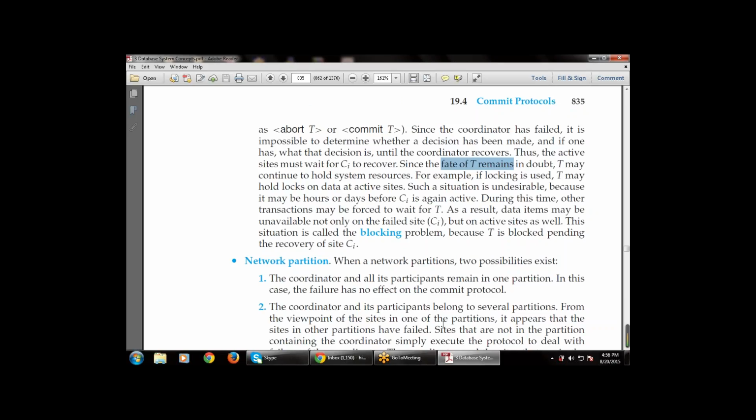And this situation is known as a blocking problem. Now next is the network partition. That is, whenever there is a network partition, there is a partitioning of the network. So what are the two possibilities that exist?